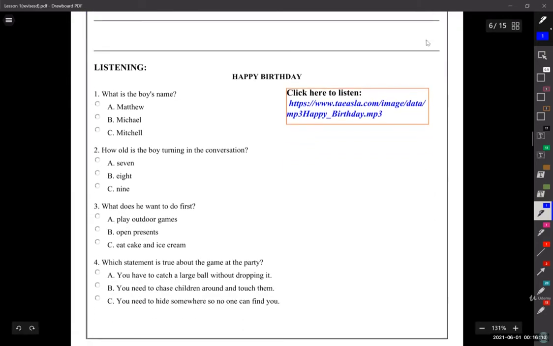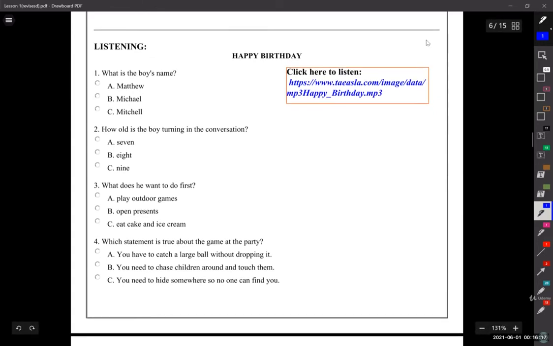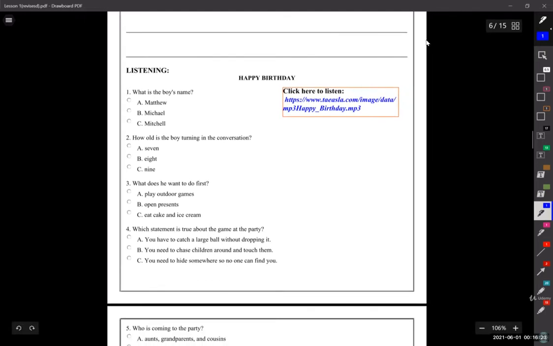Now, after that, we have listening. The listening is American listening. So you can just press right here, have the students listen to it, and you can listen to it as well. And remember to listen carefully because you will need to explain why the answer is the answer. For example, what's the boy's name? After listening to the recording, the boy's name is Michael because the adult asked the boy. So you have to listen carefully as well.